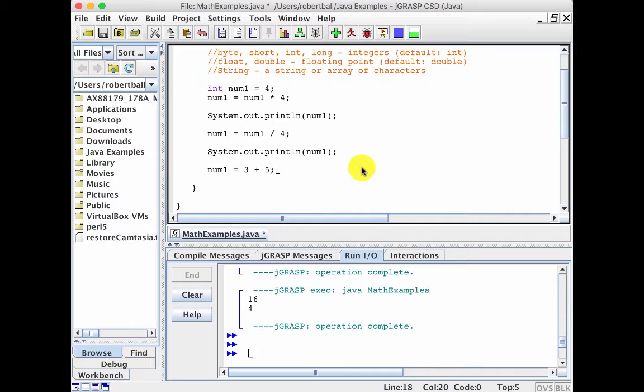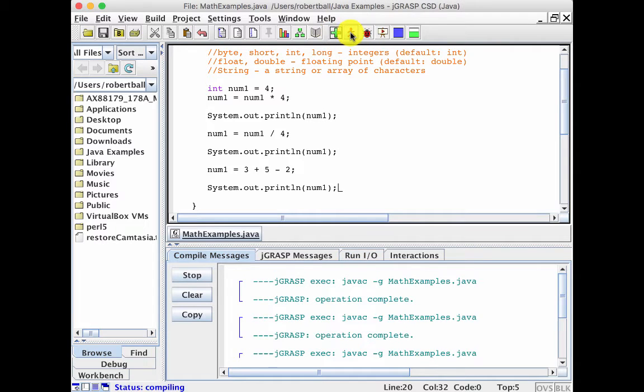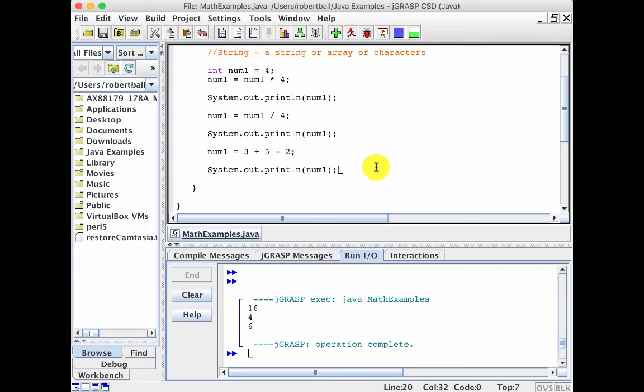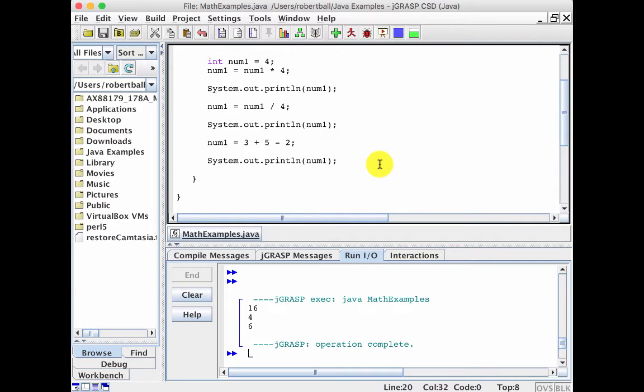We can also do things like num1 equals 3 plus 5. Oh, okay. So we can do multiplication, we can do division, we can also do subtraction. So 3 plus 5 is 8, and then we subtract 2. So 3 plus 5 is 8. 8 minus 2 is 6. So we should get a 6 at the very end. And we did. Well, what do you know? So we can do all of the basic ones that we're used to. We can also do some really complex expressions.